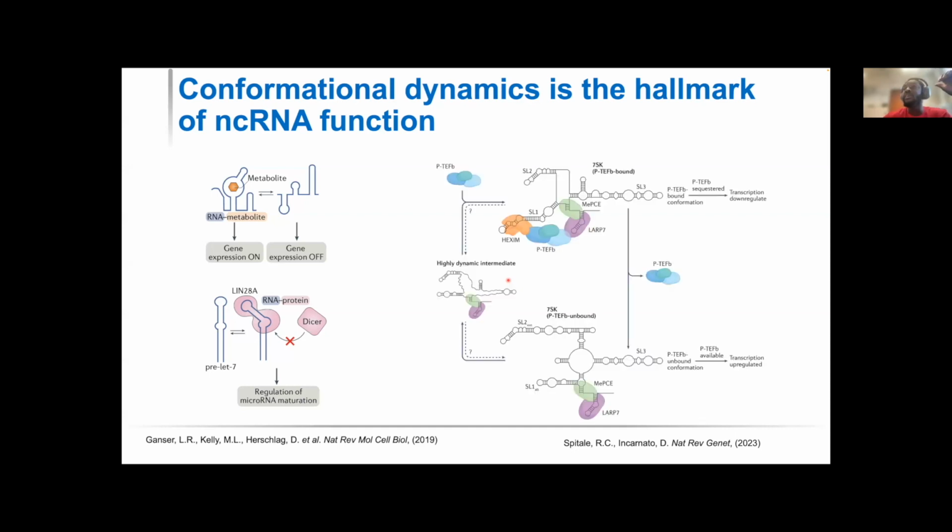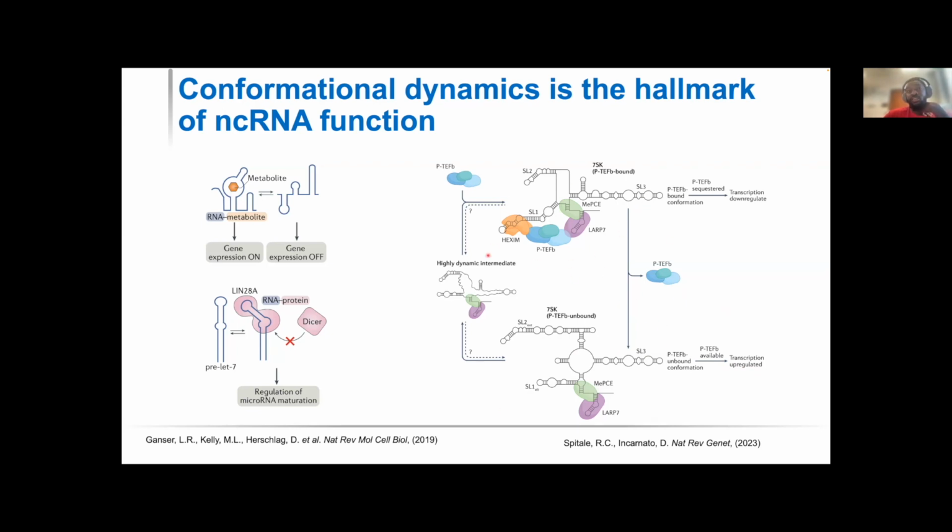To switch gears a little bit, 7SK RNA is what the bulk of my talk will be about. It's also a non-coding RNA, like microRNAs. 7SK is a highly dynamic RNA. It also has been known to undergo conformational exchanges upon binding proteins. Here I'm showing that when 7SK is bound to these proteins, it can downregulate transcription. And then when these proteins are released from the complex, it takes on another conformation, where this process upregulates transcription. I'll go into detail on how 7SK does this in the next slide.